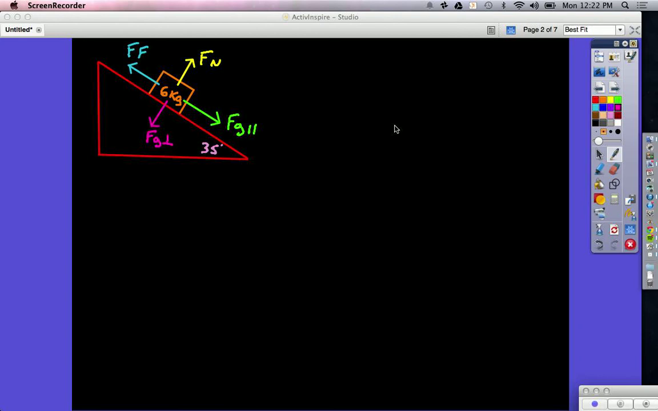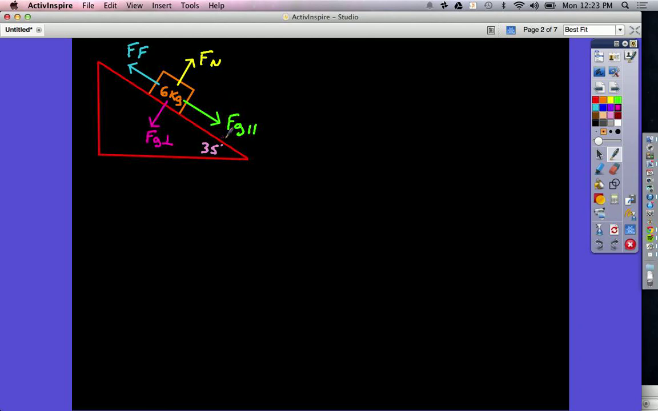We have a 6 kilogram block. It's sitting on a ramp that's angled at 35 degrees. And our job is to figure out what the normal force and force of friction acting on this ramp happen to be. First thing we always want to do is draw all of our arrows, all of our pictures, the forces that we've got on here.